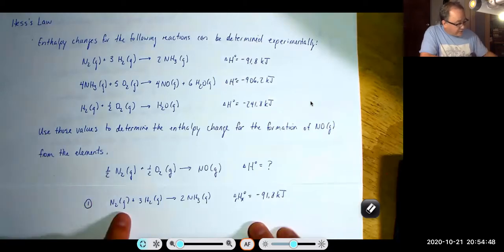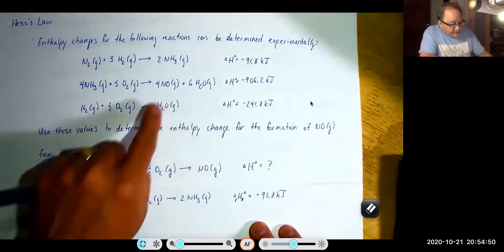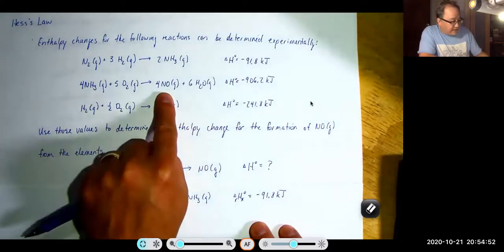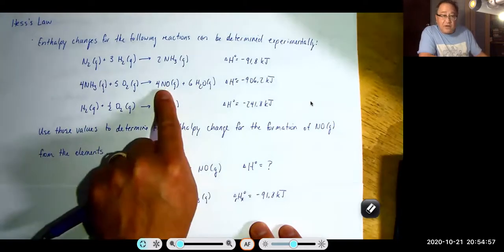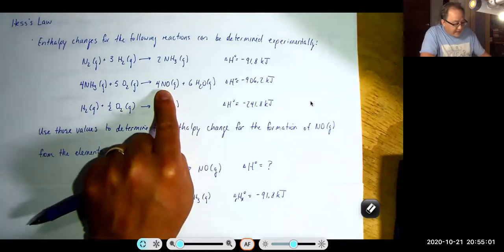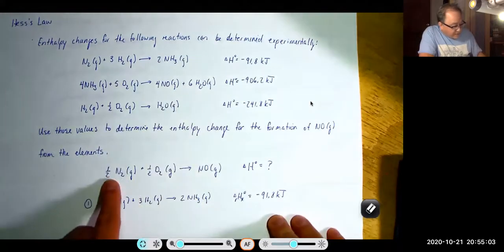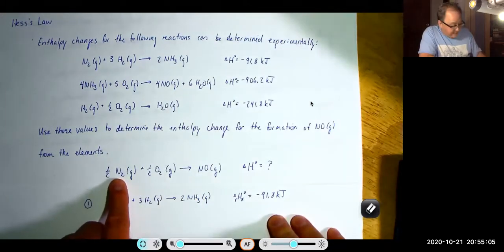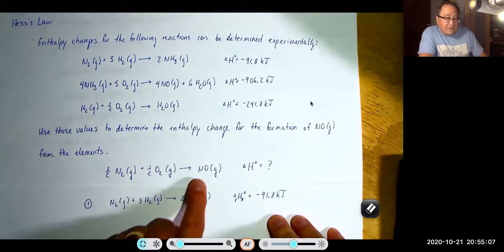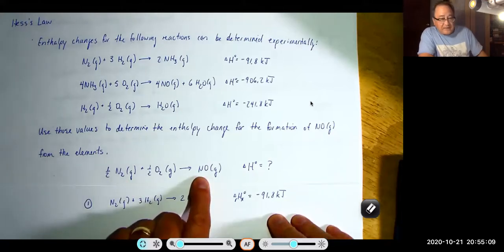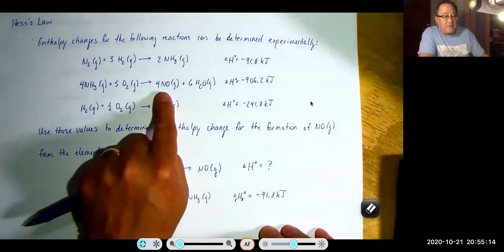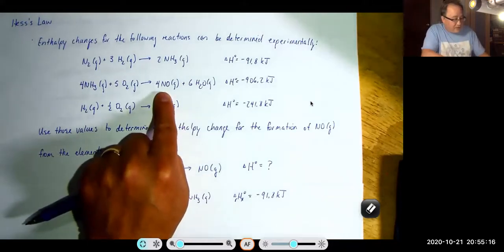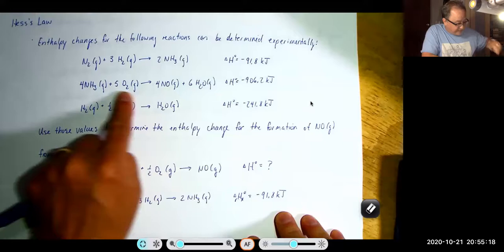Now, if we take a look at this reaction, you can see that it has nitrogen monoxide in it. And I want that as a product. Do you see how it's a product here? I like that. But now remember, we have to think ahead. So here I've got double the amount of nitrogen that I need. So I want double the amount of nitrogen monoxide that I'm going to need. So probably not 4NO, but maybe 2NO.